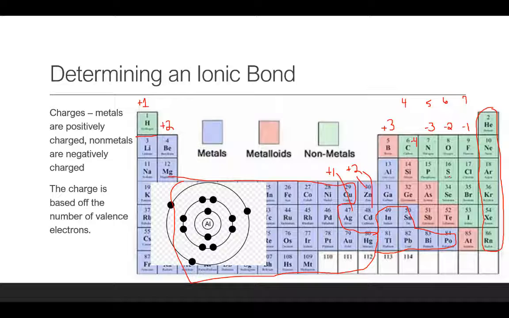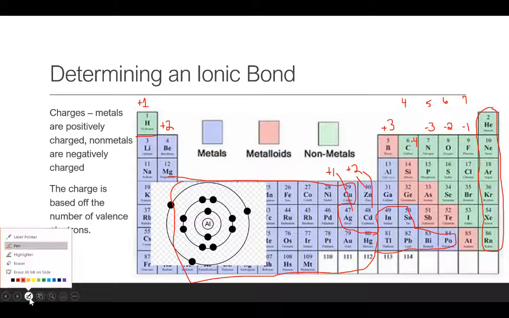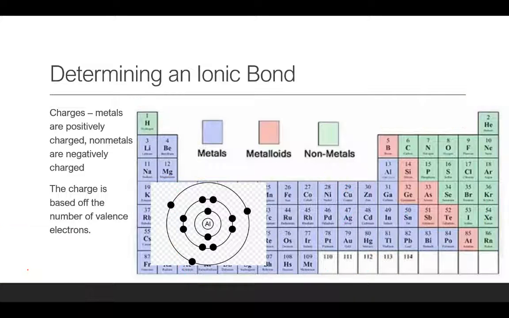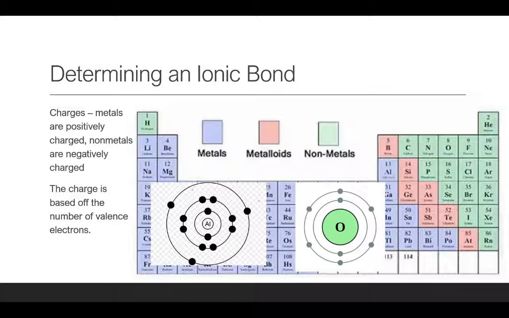So just an example of this bonding. I'm going to show you how this bonding happens. So aluminum is getting together with oxygen. Aluminum has 3 valence electrons. Oxygen has 6 valence electrons. Aluminum is our metal. Oxygen is our nonmetal. So oxygen needs 2 more valence electrons to have a total of 8.